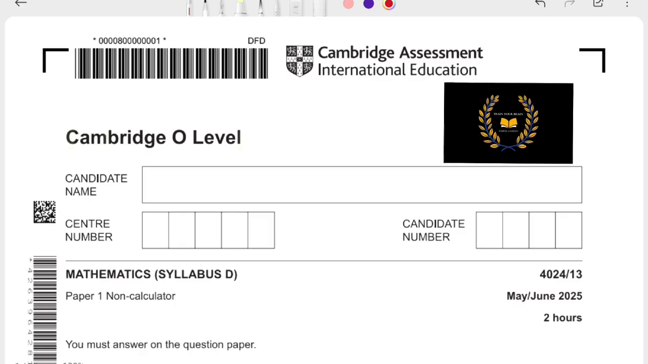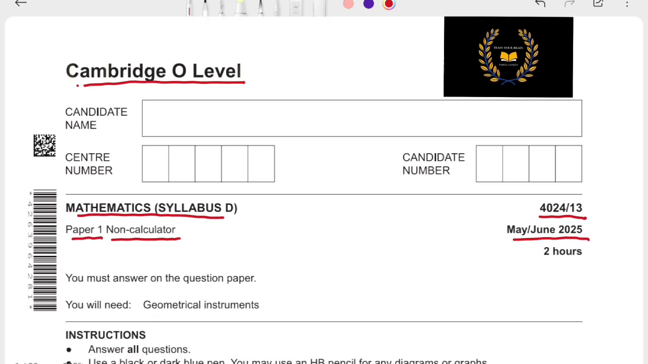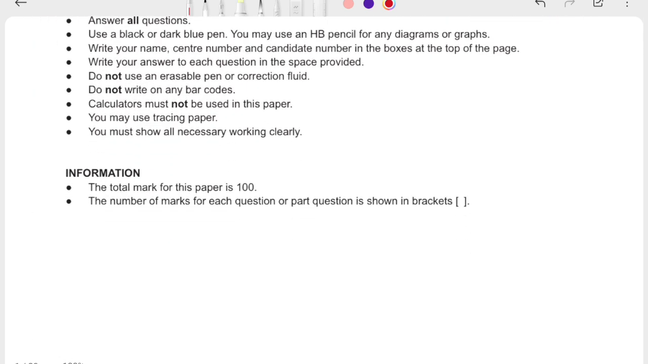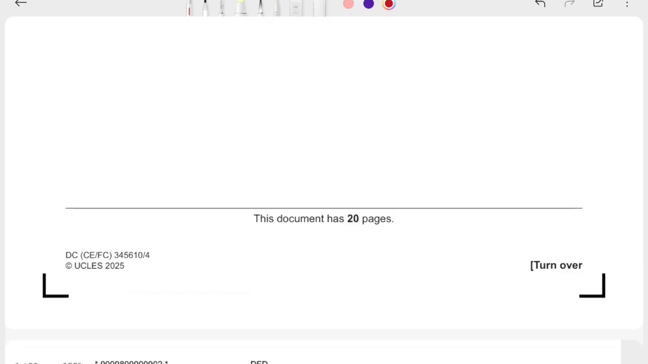Today we are going to solve Cambridge O Level Mathematics Syllabus D Paper 1 Non-Calculator 1-3 May-June 2025. So let us start from question number 1.